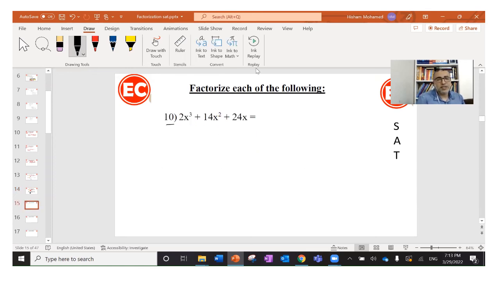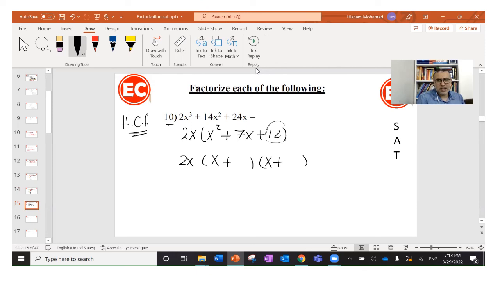For question number 10, I'm going to start the first step with the highest common factor. By taking 2x as a highest common factor, it's going to be x squared plus 7x plus 12. Then I'm going to open two brackets. Last sign is positive, so both of them like the middle, positive and positive, x and x. Two numbers whose product is 12 and sum is 7. I think it's clear. It's 3 and 4 because 3 by 4 is equal to 12 and 3 plus 4 is equal to 7.